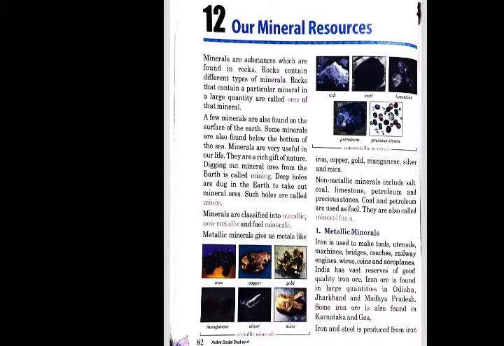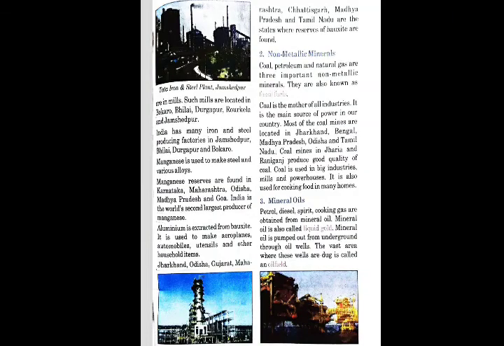In India, iron ore is found in large quantities in Orissa, Jharkhand, Madhya Pradesh, Karnataka, and Goa. Iron ore is converted into iron and steel in mills. Such mills are located in Bokaro, Bhilai, Durgapur, Rourkela, and Jamshedpur.